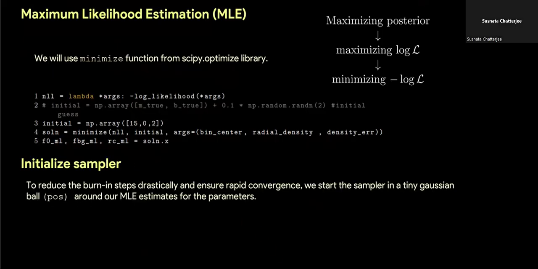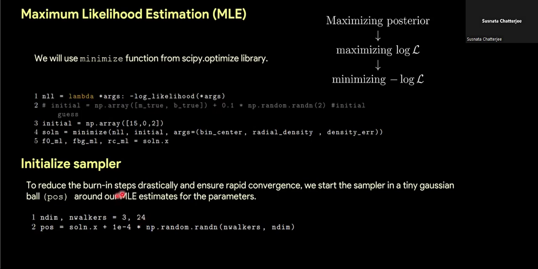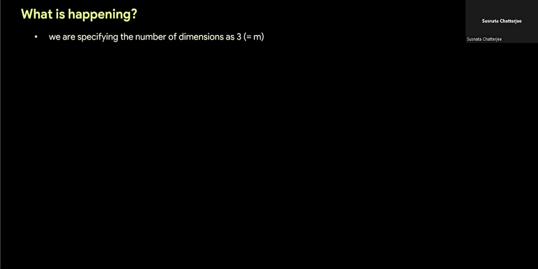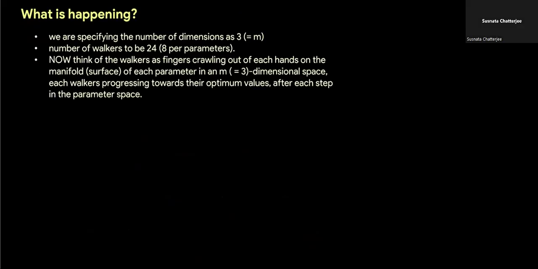Now we initialize the sampler. To reduce the burn-in steps drastically and ensure rapid convergence, we start the sampler in a tiny Gaussian ball around the MLE estimate for the parameters. So what is happening? We are specifying the number of dimensions as 3, which is M. The number of walkers is 24, 8 per parameter.